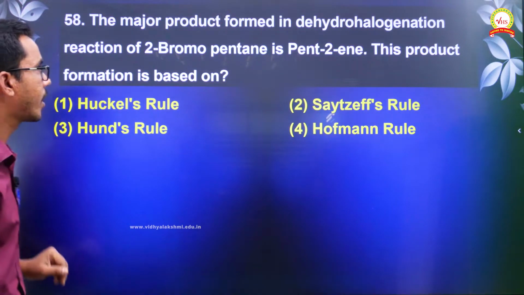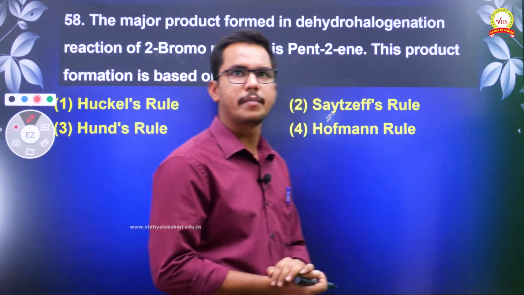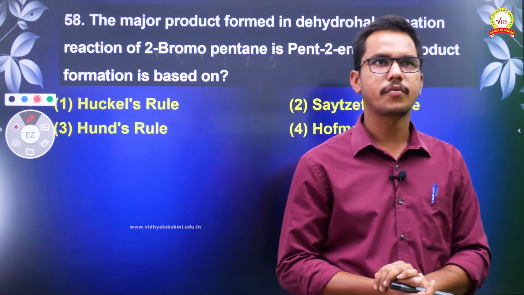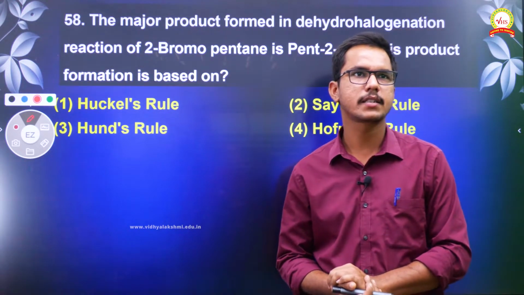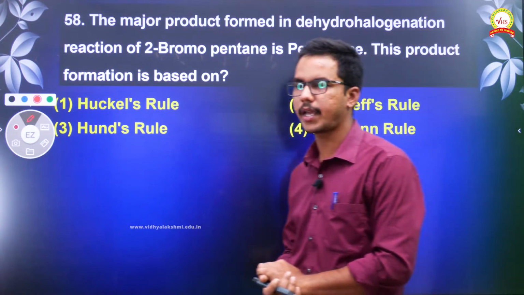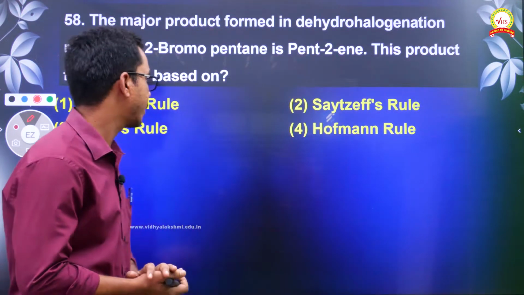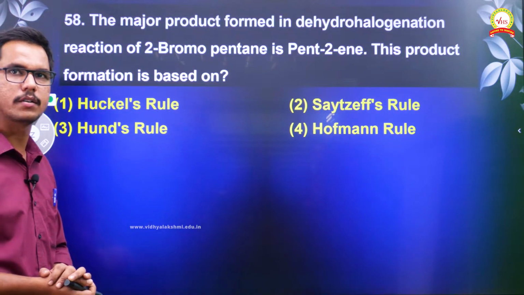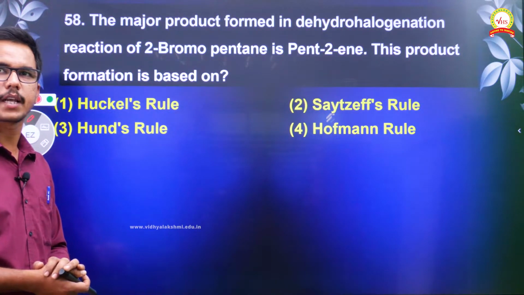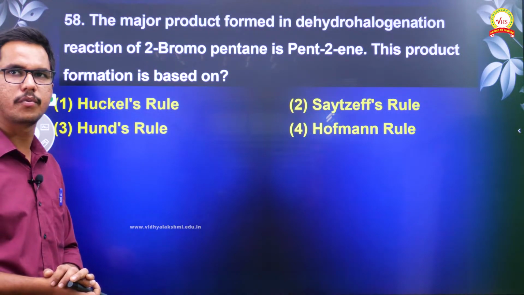Let us go with the next question. The major product formed in the dehydrohalogenation reaction of 2-bromopentane is pent-2-ene. This product formed is based on which rule? Okay, let us see the rules which are given right here. First rule is Huckel's rule. Second is Saytzeff rule. Third one is Hund's rule. Fourth one is Hoffmann rule.